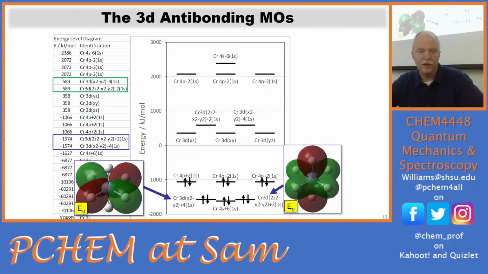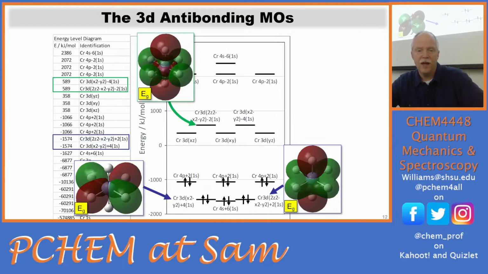And then we have the antibonding MOs. Let's look at some of those. So now the d orbitals are out of phase with the hydrogens. And you can see that this was the dz squared minus x squared minus y squared, and you can kind of see it inside here. It's this little guy right there.